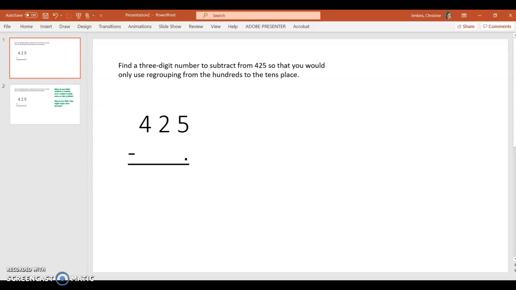So what we're going to do is we want you to open up the PowerPoint and you can read through the task. It's to find a three-digit number to subtract from 425 so that you would only use regrouping from the hundreds to the tens place.